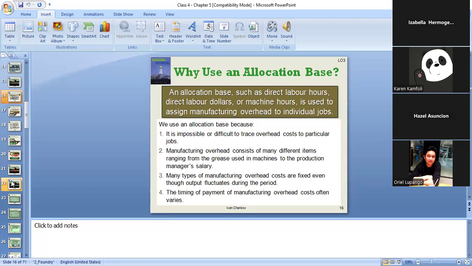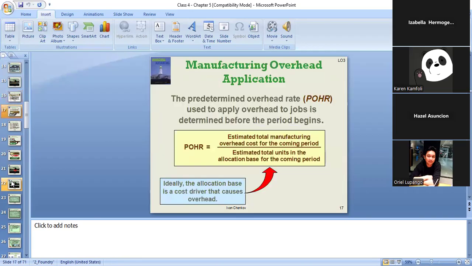The other thing is that many types of manufacturing overhead are fixed or mixed. So for that reason, they might fluctuate during the period. And the timing of the payment of manufacturing overhead costs differs. Sometimes we're paying ahead, sometimes we're paying long after the period ends. For that reason, we need an allocation base. Once we establish the allocation base, then we come up with the predetermined manufacturing overhead rate. How are we going to do that?